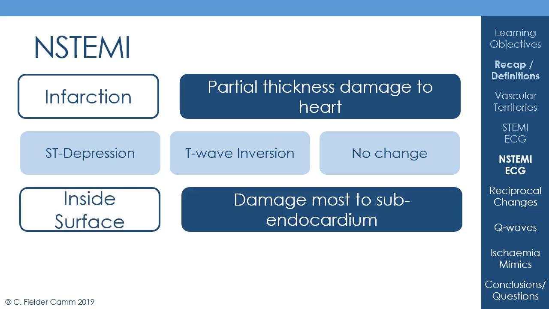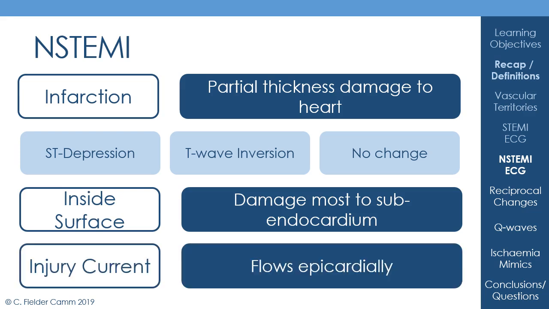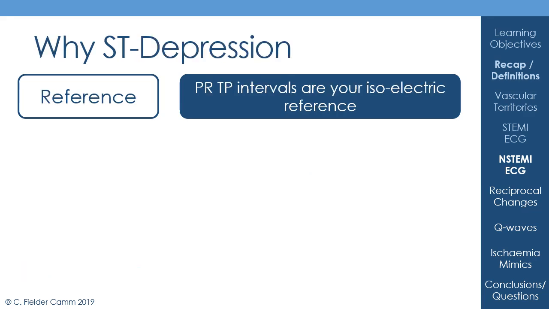As I said, the damage occurs in the subendocardium, and again you get this injury current from this dead tissue, this potassium leaking outwards, but this tends to flow epicardially because that's the easiest route. So why do we get ST depression? Well, it's a similar story to our ST elevation that we talked about before. We use our reference points, being our PR interval or the TP interval from the end of the T wave to the beginning of the P wave. And so here's our true isoelectric line.